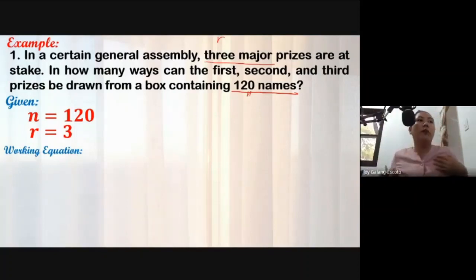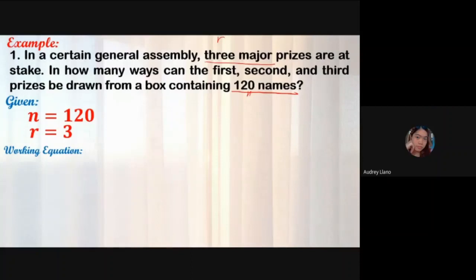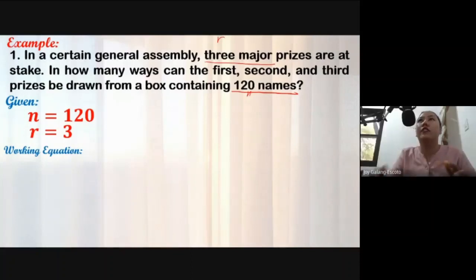Yes, Audrey, will you open your mic? Why permutation? Ma'am, because of the words first, second, and third. Okay, very good. Because of these words, first, second, and third, which suggest ranks. Okay, these are rankings. Okay, thank you for that, Audrey.